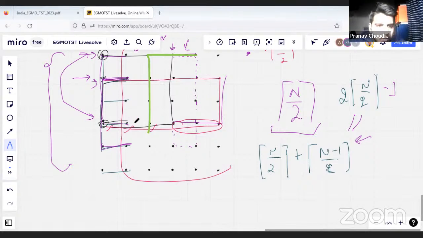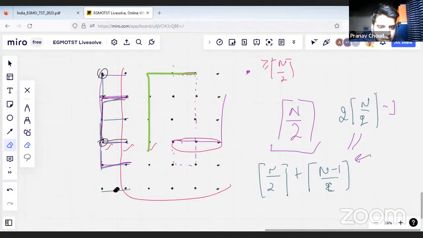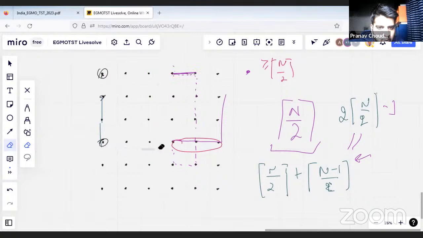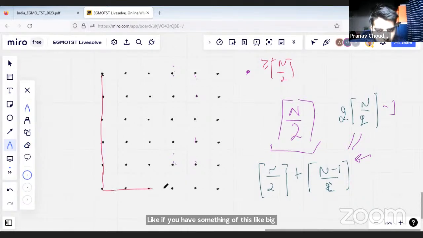Okay, so the issue now is, let me paste this. Like if we have something like this big thing, right? Then how do we pair up the columns? This is the issue, right?